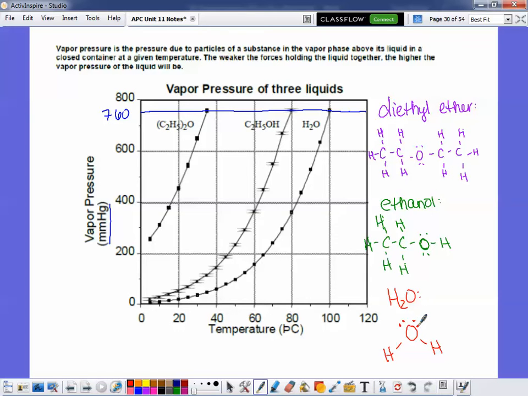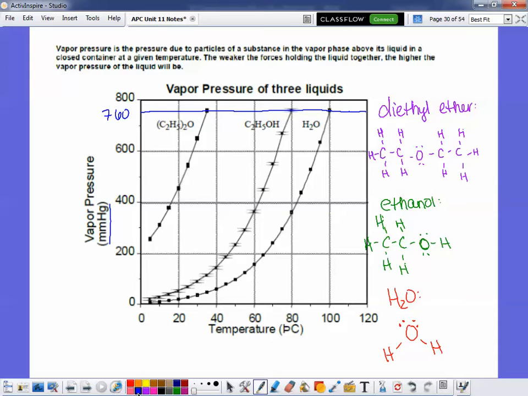All right, so looking at these structures, what can you say about their predicted boiling points? Don't look at the graph, just look at the structures. Which one should have the highest boiling point based on the structure? Why are you guys saying diethyl ether? I like that you said that, because you're very wrong.